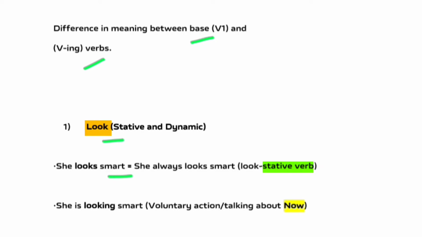On the contrary, she is looking smart shows that it's a voluntary action, meaning she normally doesn't look smart, but she is looking smart at that particular moment. Might be because she dressed herself well for going to a party or a wedding. So that's why her appearance is unexpected. We are not used to seeing her in such an appearance. Voluntary actions are those which show willful actions, meaning no one is compelling us to do anything.